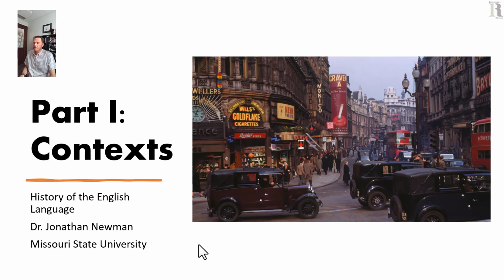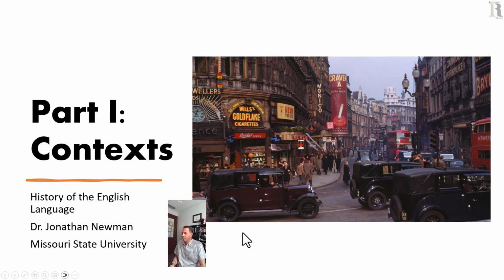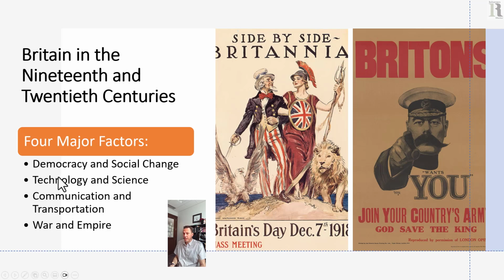And we're going to talk a little bit more first about the context, the historical changes that affected the English language as it developed. You can see many of them in this picture here. Advertisement, mass media, modern transportation, urbanization, all of these are some of the contexts that affected some of the important changes in the language over the last couple hundred years. These changes include political and social changes, technological and scientific changes, which resulted in changes in communication and transportation, and also the effects of ongoing war and empire.